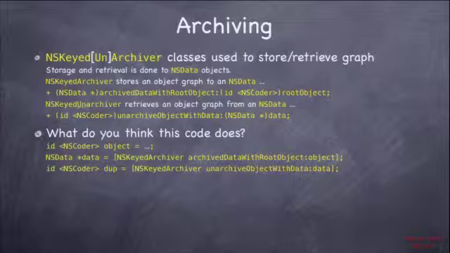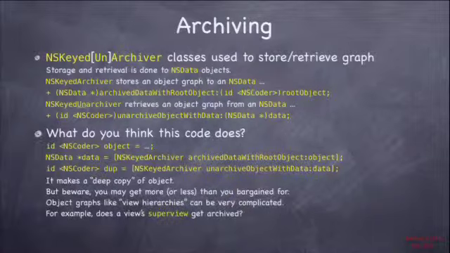So if I have an object and I say keyed archiver, archive data with root object, and I get an NSData with that object, and then I just say id NSCoder dupe equals NSKeyedArchiver unarchive object with data. That would actually be NSKeyedUnarchiver. That copies that object, okay? Because I encoded it out to an NSData, then I loaded it back in. I got a copy. Now, you want to be careful with this, because this is a deep copy, right? It's not just copying the top level, it copies all the way down.